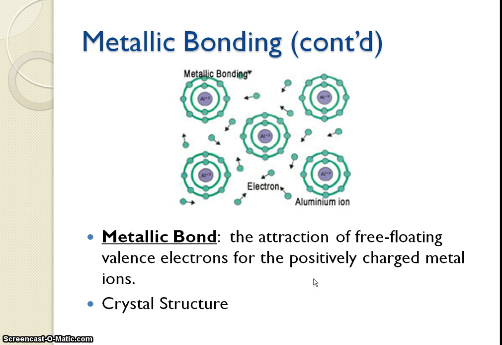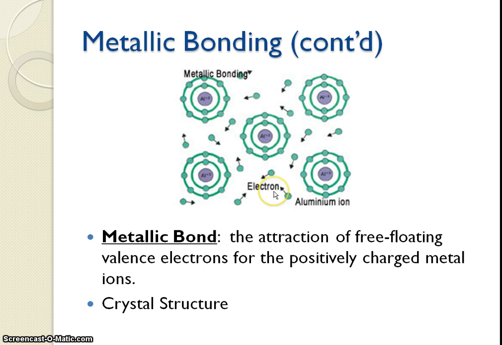So the metallic bond, the actual definition, is the attraction of those free-flowing electrons for the positively charged metal ions. And again, it makes a crystal structure. So we talked about crystal is just a repeating pattern. Both ionic and metallic bonds do that. And the reason that metals have all the properties that they have is because of these free-flowing electrons.